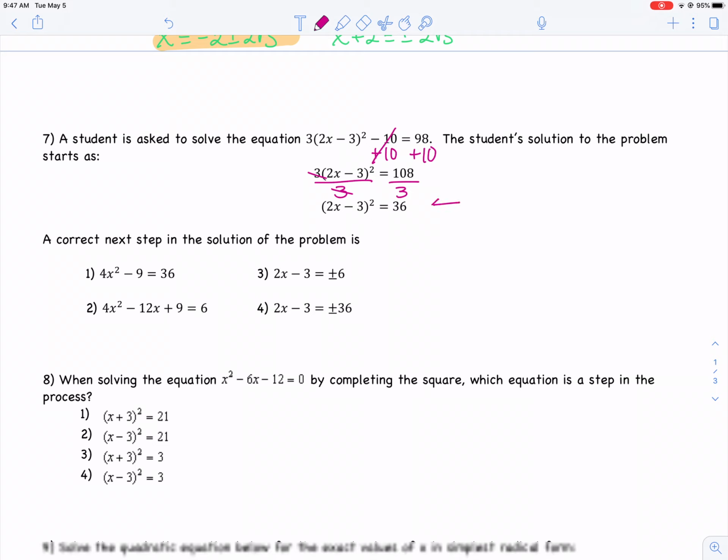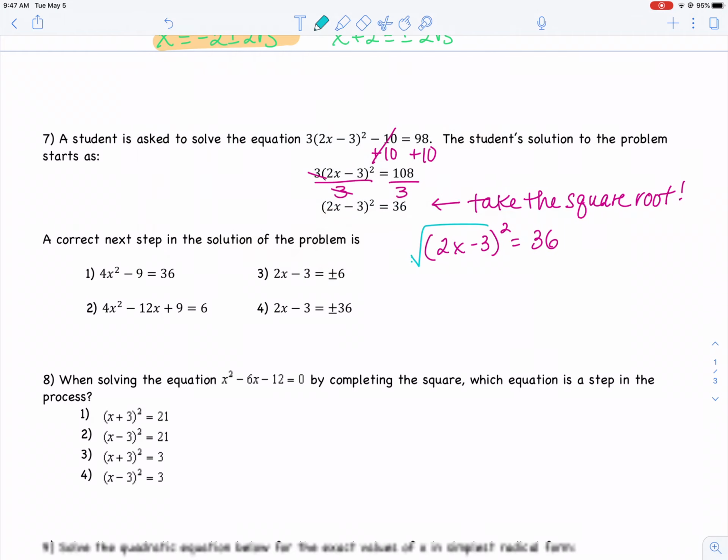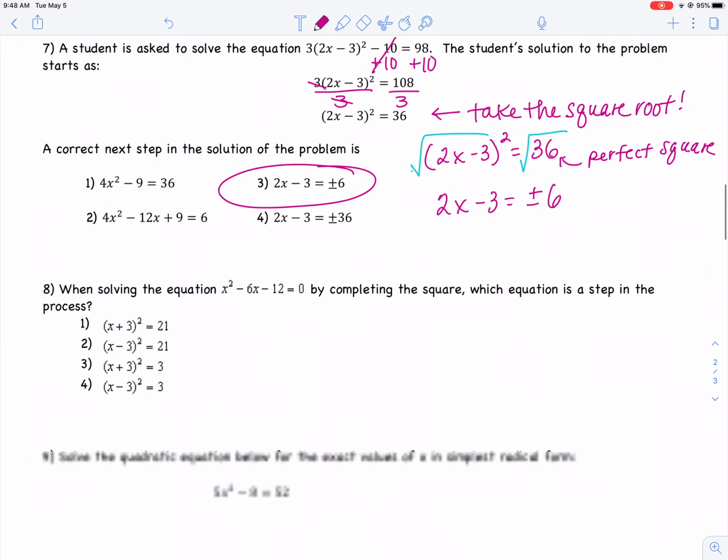What's the next step here? Take the square root. So if I wrote 2x minus 3 squared equals 36, and I take the square root of both sides, square root of this side, square root of this side, I wind up with just 2x minus 3 equals, don't forget, plus and minus. This is a perfect square. You're not breaking it down. Comes right out of the radical 6, which was choice 3. Okay, that's the next correct step.